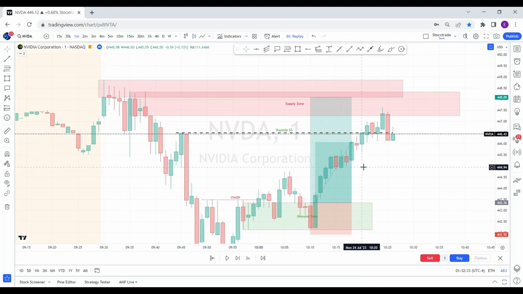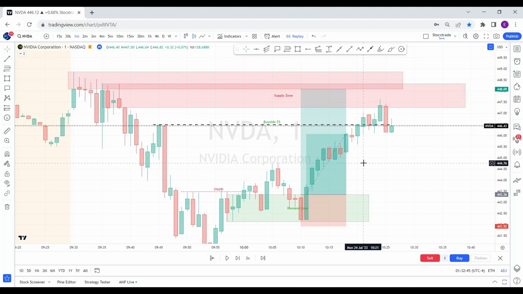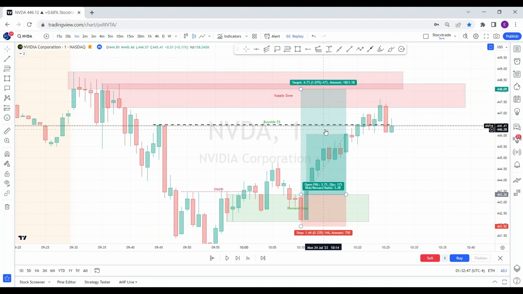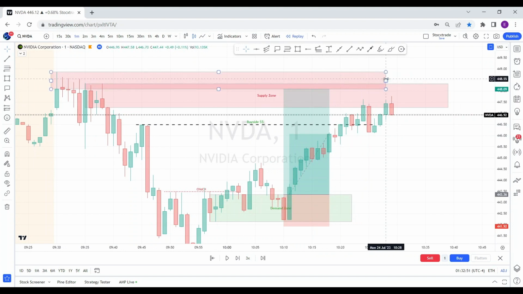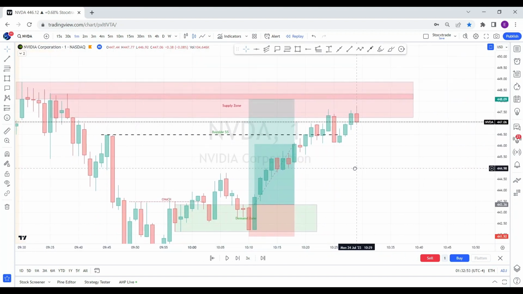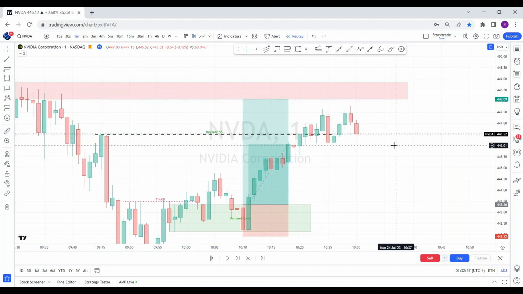The price has already tried to clear this supply zone. This supply zone has already been mitigated. This is not a fresh supply zone now. So you can exit at this place for the safe side. Let's see if this supply zone has been mitigated or not. Okay, let me see.